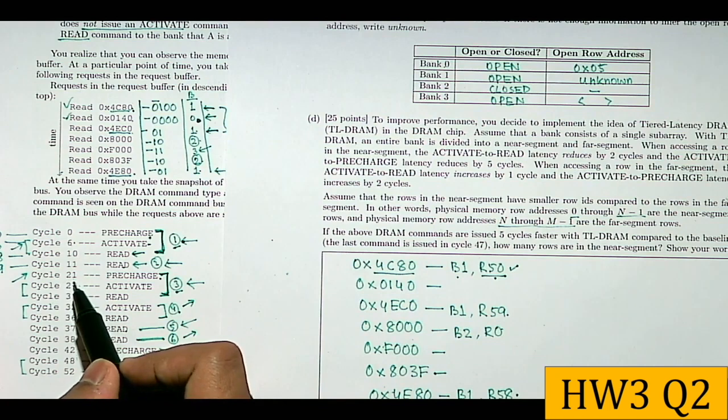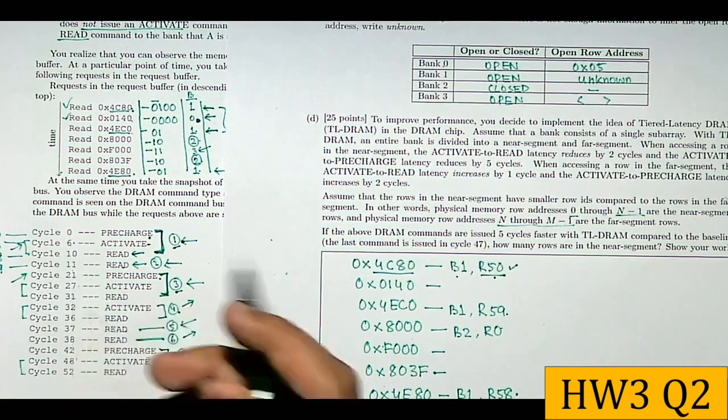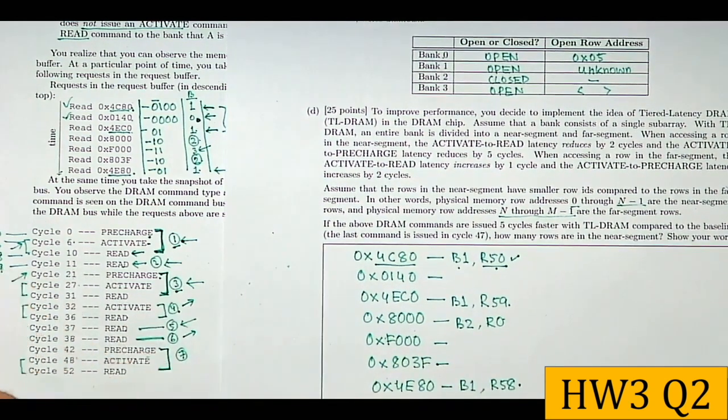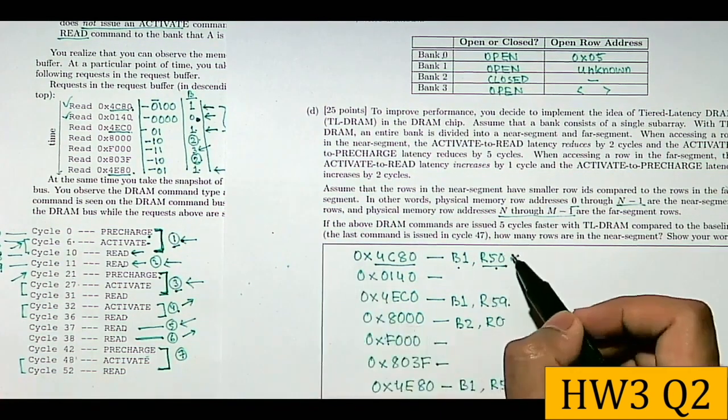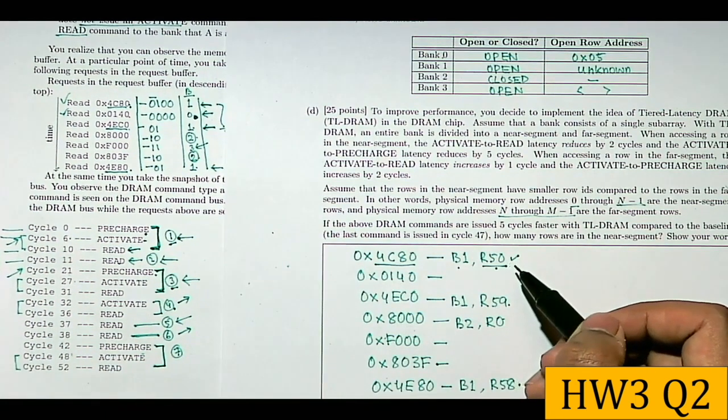Just stop me whenever you want, so you can get the flow. Sorry? Right. So okay, the question is about getting the boundary, right? We need to get the boundary. Now, we should start from some place. Let's consider 50 as a boundary. So I'm considering 50 as a boundary. So anything from row 0 to 50 actually falls in the near segment. Anything from 51 and upwards is basically fast segment.